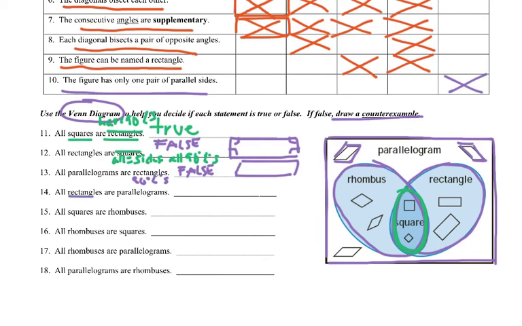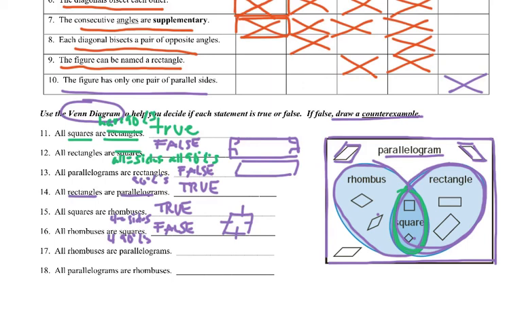True or false, all rectangles are parallelograms. Do all rectangles have parallel sides? Yes. And you can tell from the bubble here, every rectangle is in the parallelogram arena. Similar to number 11, are all squares rhombuses? Also true, because all squares have 4 equal sides. That's the main thing about a rhombus, so that's always true. But do all rhombuses have 4 90-degree angles? No. Can you draw a counterexample? Can you draw a rhombus that does not have 90-degree angles? Sure.